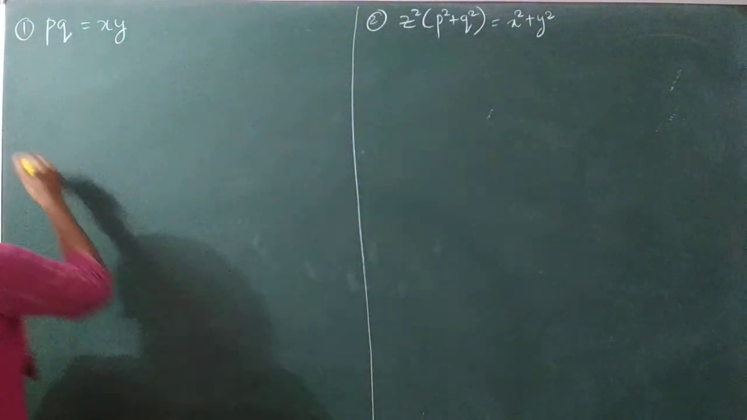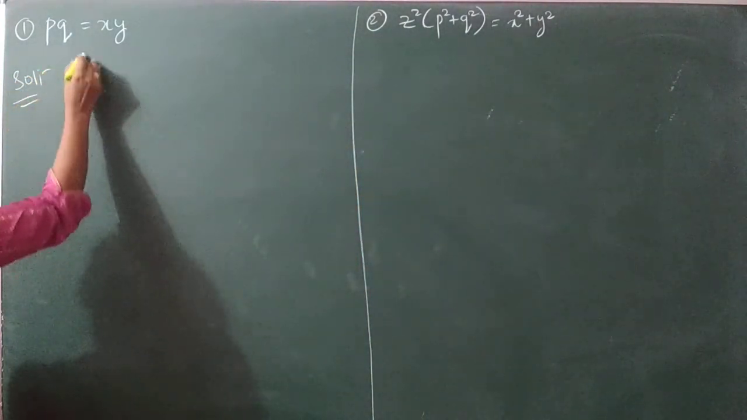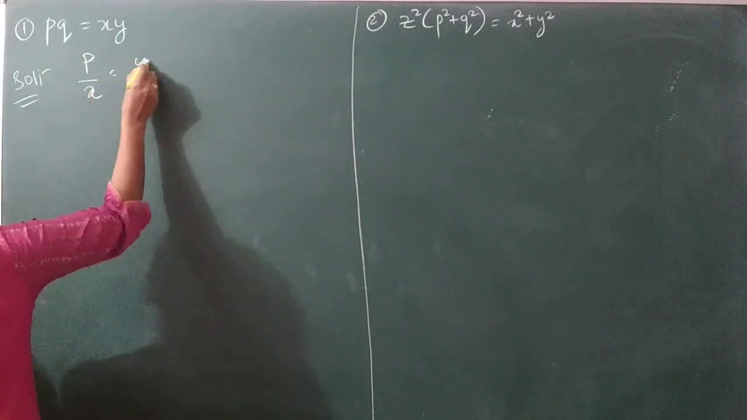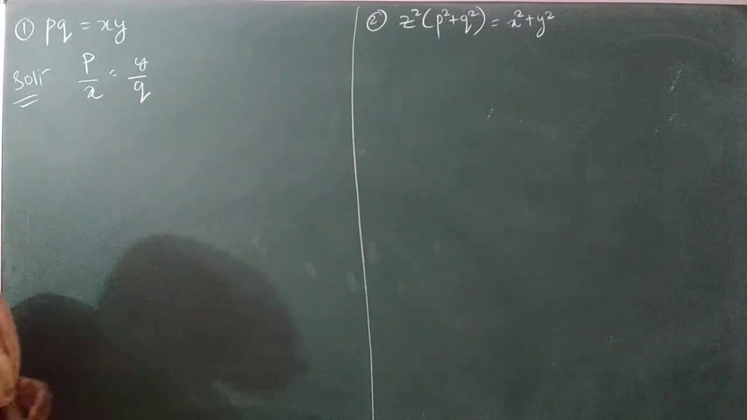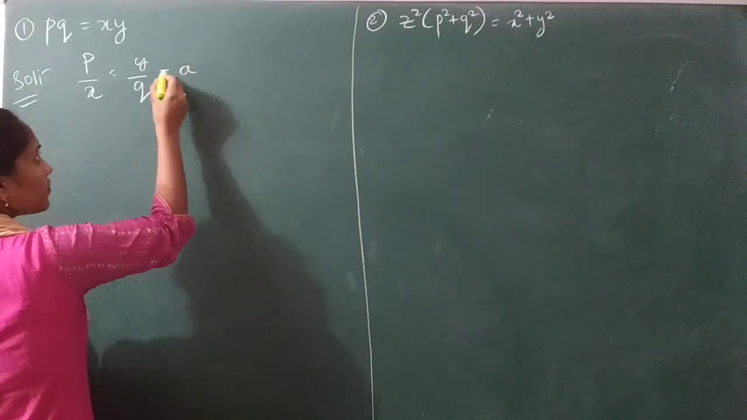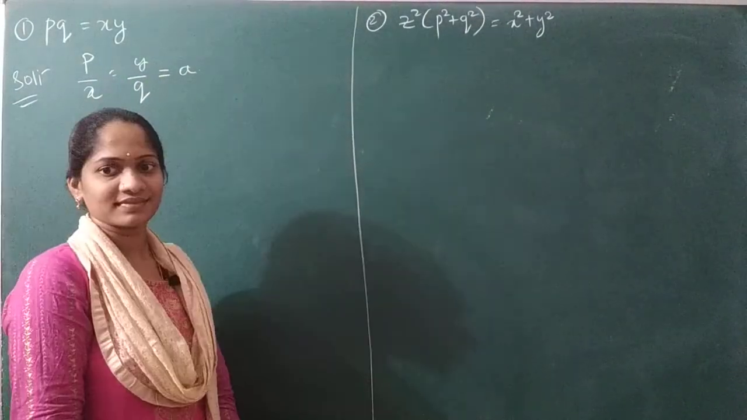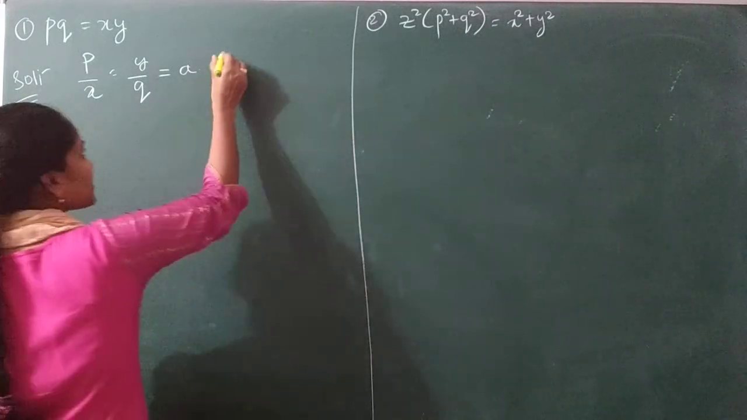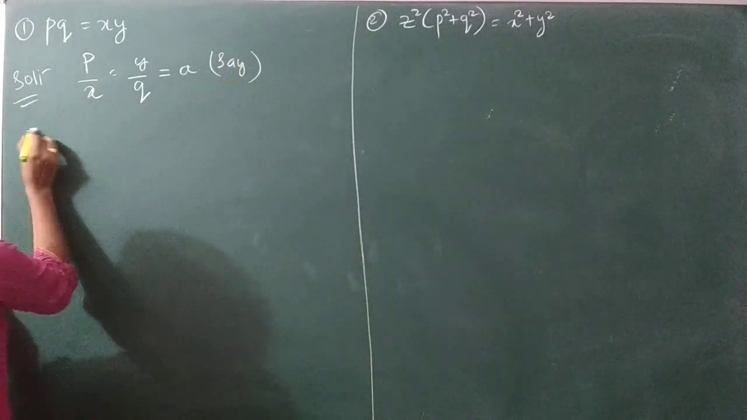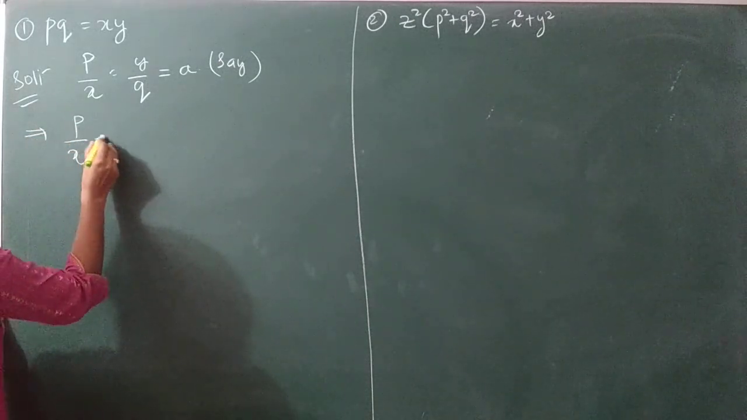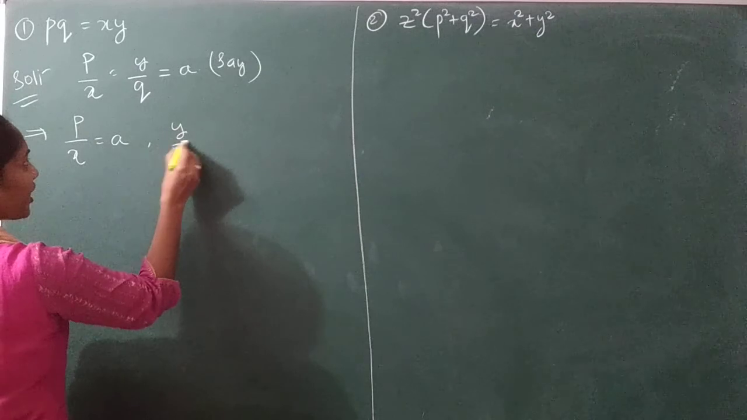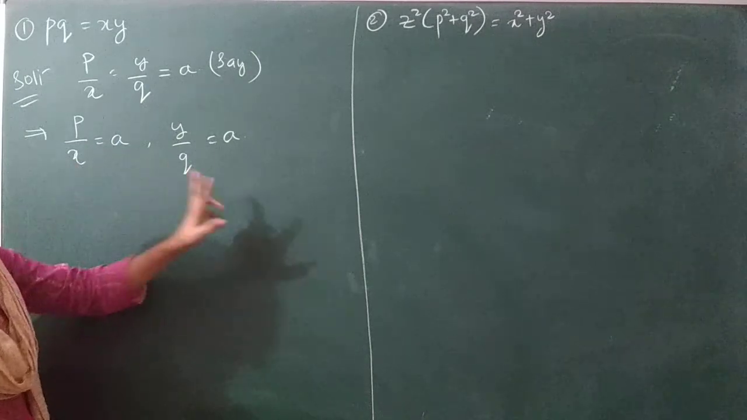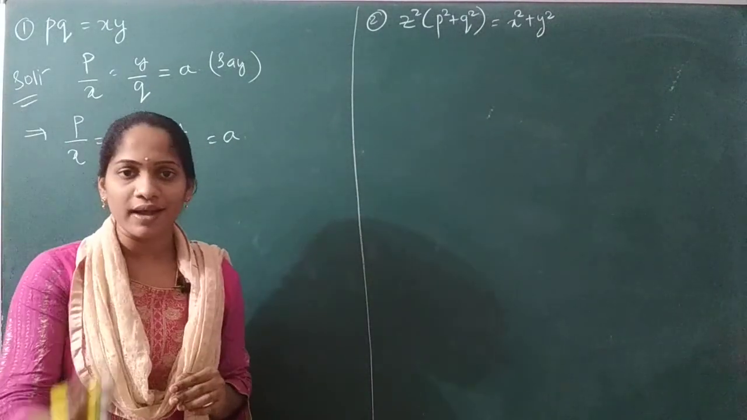Now coming to the solution, first you have to separate. Let's take the x to the LHS side, and q to this side. Now what is the second step? Take these two equations to be some constant, say a. Now separate: p by x is equal to a and y by q is equal to a. You have to take this constant for both equations. Now you have to find the values of p comma q.